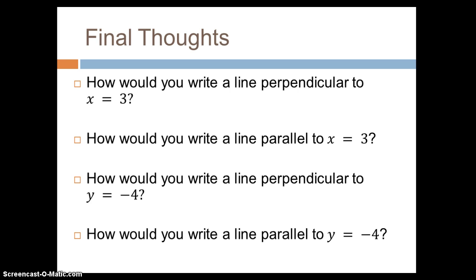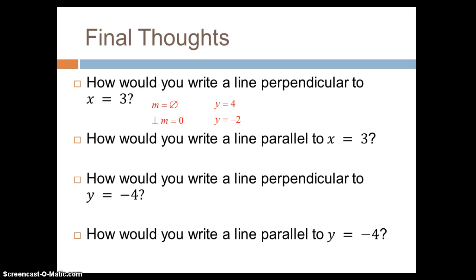Well, think about the line x equals 3. X equals 3 is a vertical line. So what type of line is going to be parallel to a vertical line? Hopefully, you said horizontal. And that's right. The slope of a vertical line, well, it's undefined. So the perpendicular slope is going to be 0. So when I'm going to write a line perpendicular to x equals 3, it's going to be any horizontal line. So it could be y equals 4, y equals negative 2, y equals 1,000,000. As long as it's a horizontal line, they'll be perpendicular.